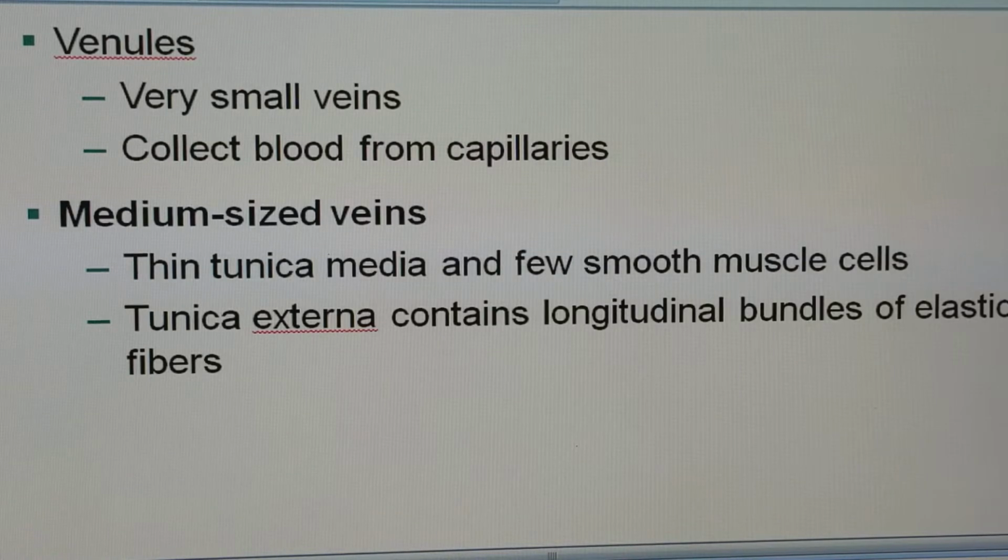Okay, venules are very small veins that collect blood from the capillaries. Medium-sized veins have a thin tunica media and a few smooth muscle cells. The tunica externa contains longitudinal bundles of elastic fibers.